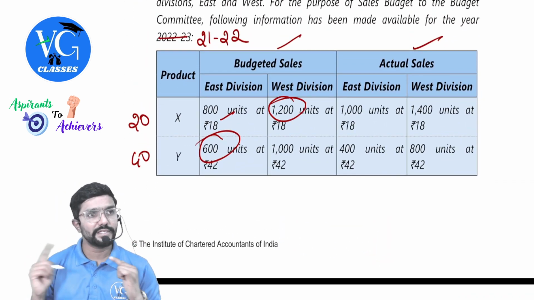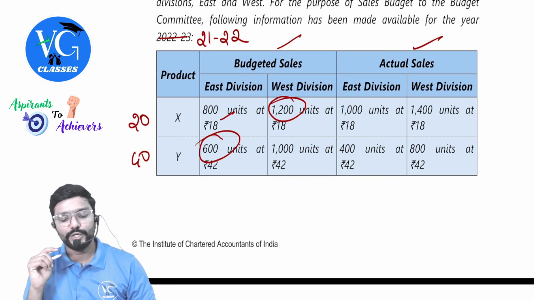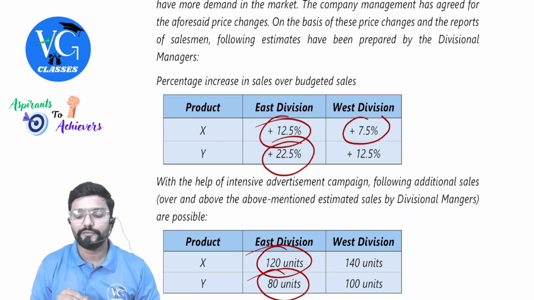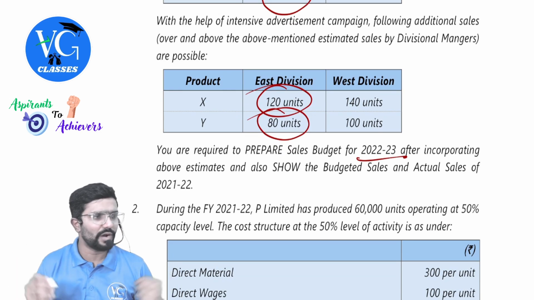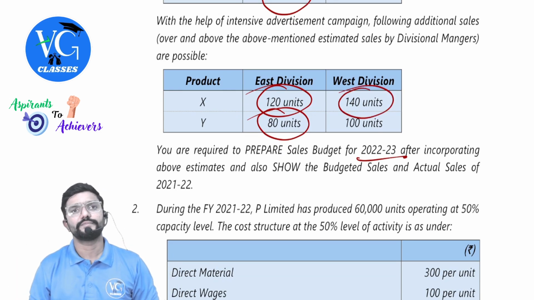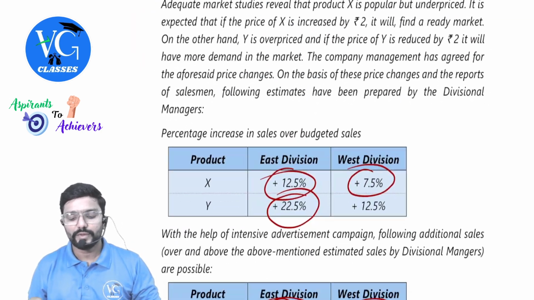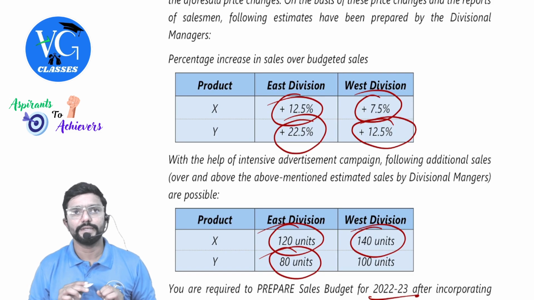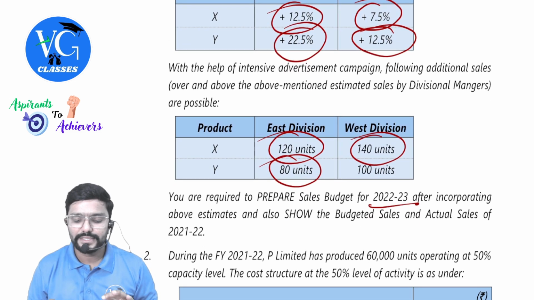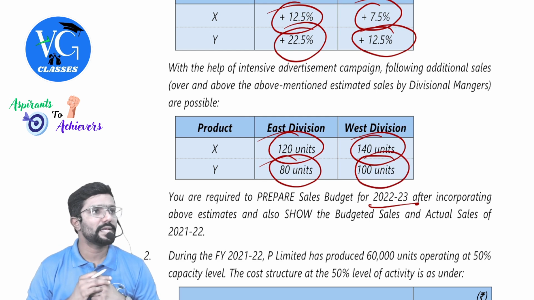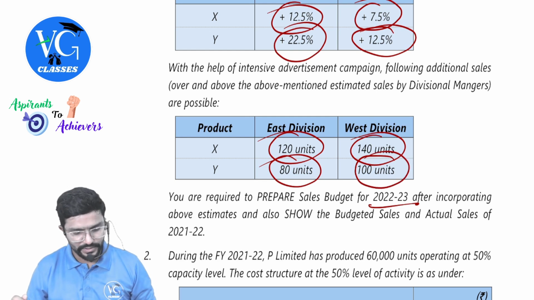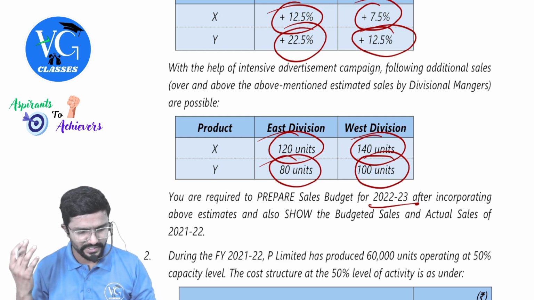Please be careful. The increase is on the budgeted sales. 1200 plus 7.5% plus whatever you would have got, plus 140. Same way, 1000 plus 12.5% plus 100, plus 100, guys. That's all. I don't think anything else is tough here. Everything else is easy, just presentation now.